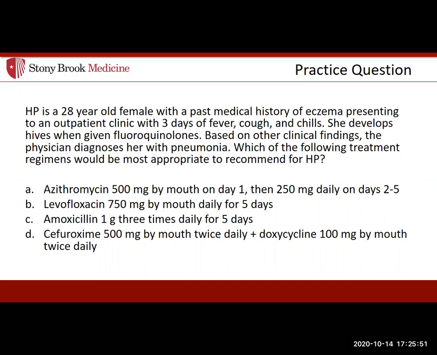So yes, the answer is C here. A is incorrect. As I mentioned before, macrolide monotherapy is only recommended when you have documented low resistance rates in the community, and if the patient has a reason that they cannot receive other therapies that are recommended. B is incorrect because not only does HP have a fluoroquinolone allergy, but fluoroquinolones are not recommended in the treatment of outpatient CAP in patients with no comorbidities. D is incorrect because this is a guideline recommended regimen for patients with comorbidities.